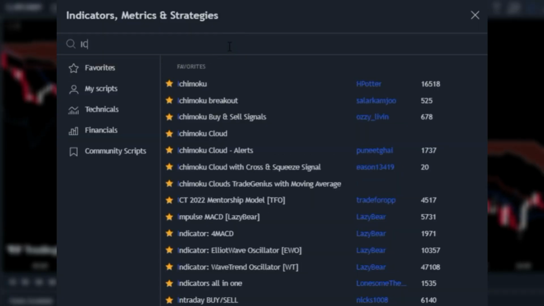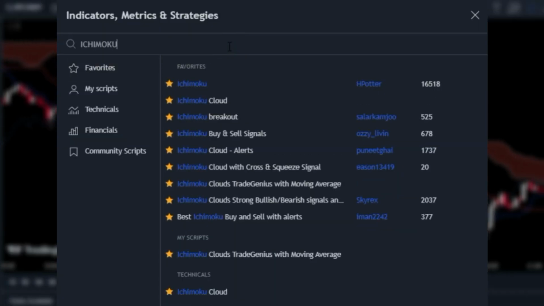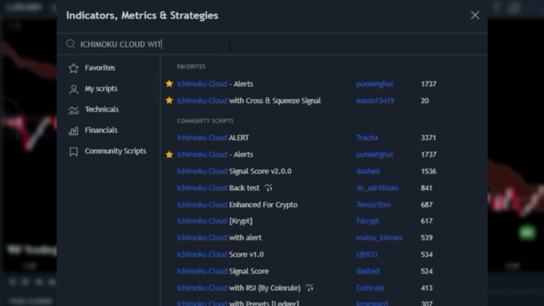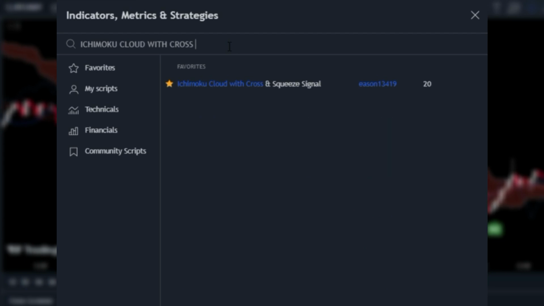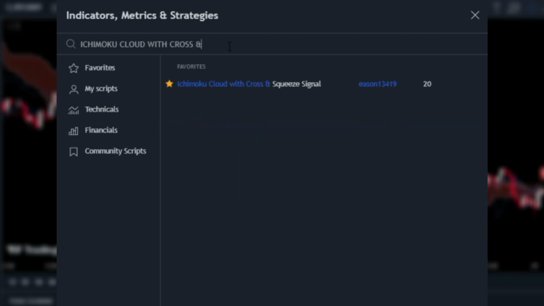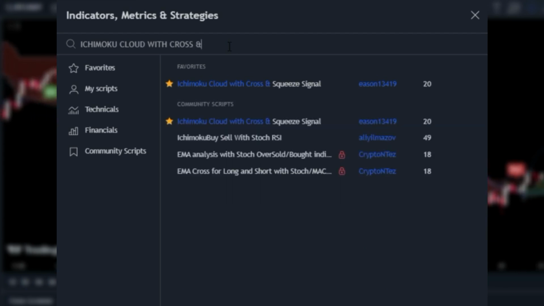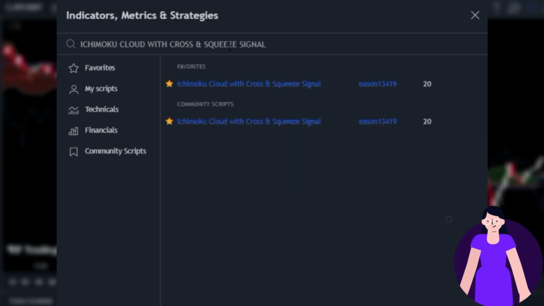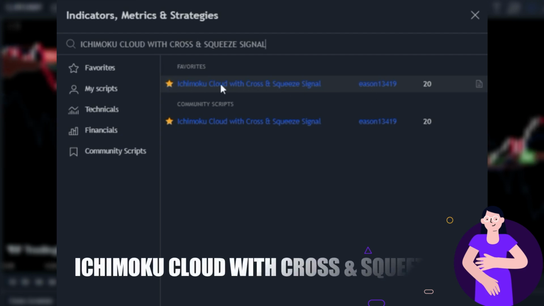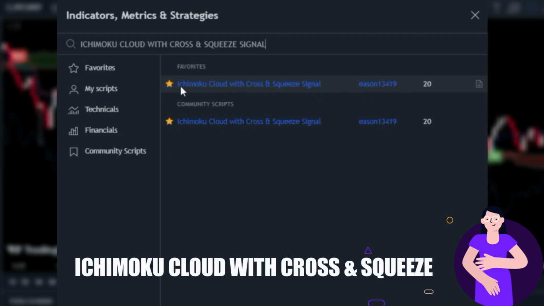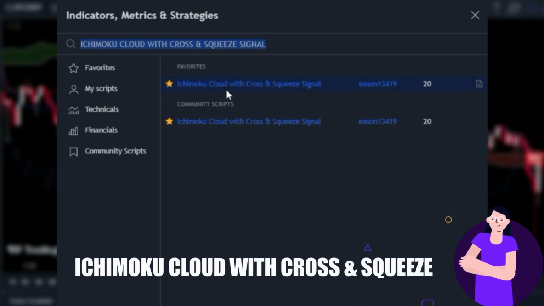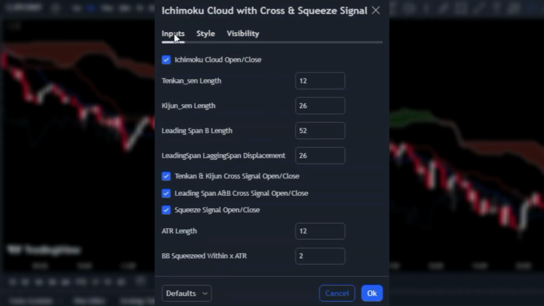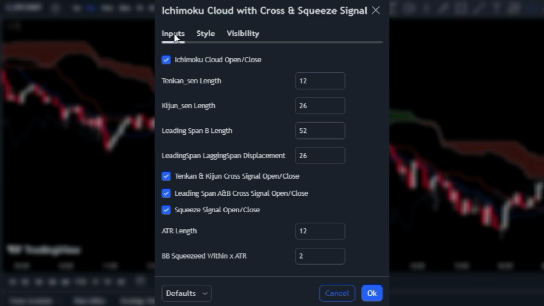Now let's add the Ichimoku Cloud with cross and squeeze signal indicator to our chart. The Ichimoku Cloud with cross is a comprehensive indicator that provides information about support and resistance, trend direction, and momentum all at once. Once you've added the indicator to your chart, it's time to adjust its settings.